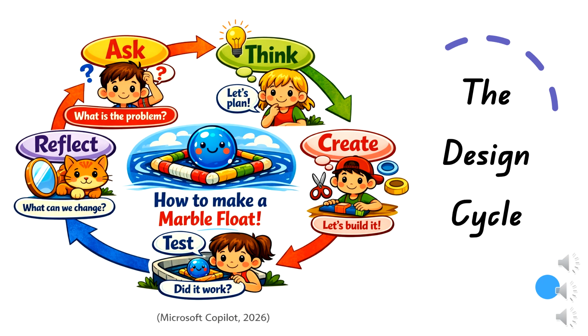Step 4 is test. We try out our design and see what happens. We watch carefully and notice anything unexpected. Step 5 is reflect. We stop and think about what worked, what was tricky, and what we might change next time. Reflection helps our brain learn and grow stronger. We've now travelled through all 5 steps of the design cycle.